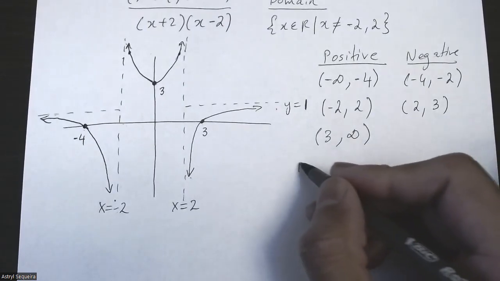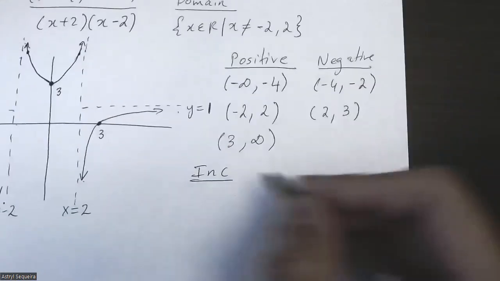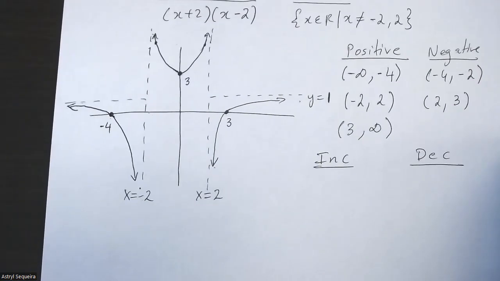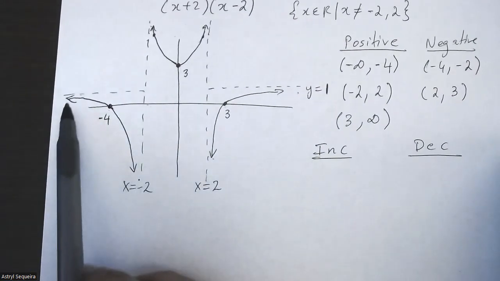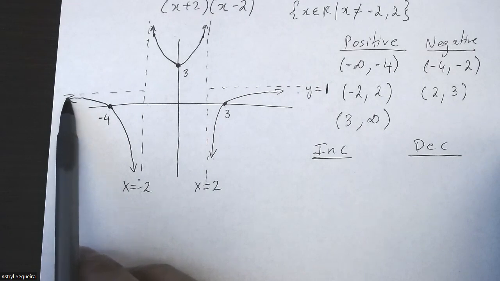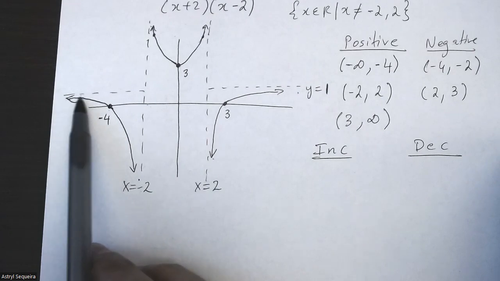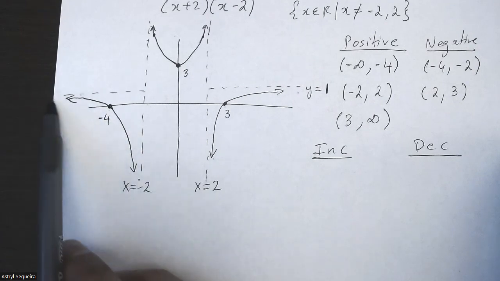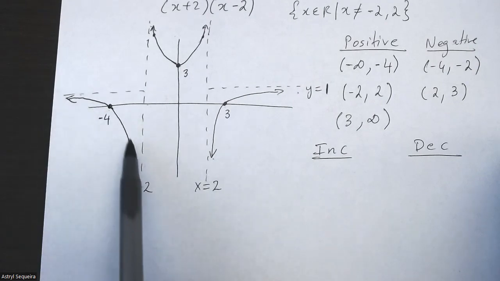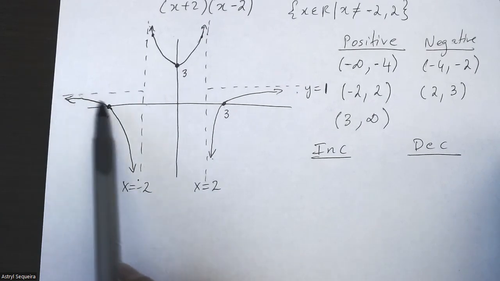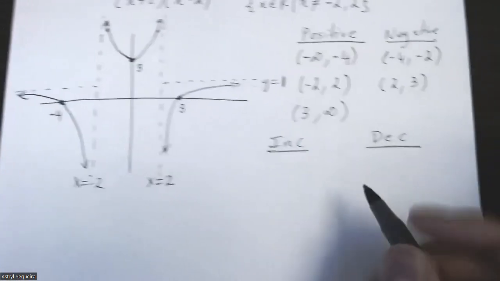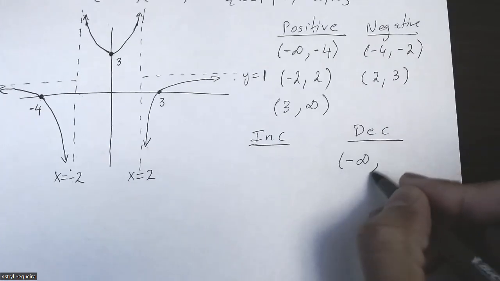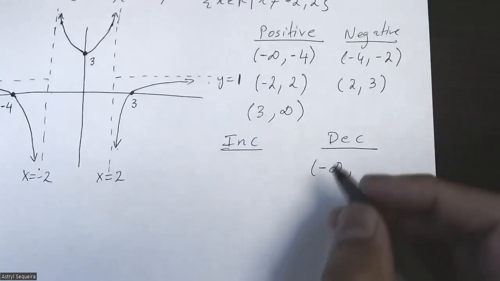And last, let's do increasing and decreasing intervals. So if I look at this graph, it starts over here. And then this is a negative slope because it's going downwards. You're looking from left to right. So left to right, it's going downwards. So this is an entire decreasing interval. So my first decreasing interval is from negative infinity till negative 2.